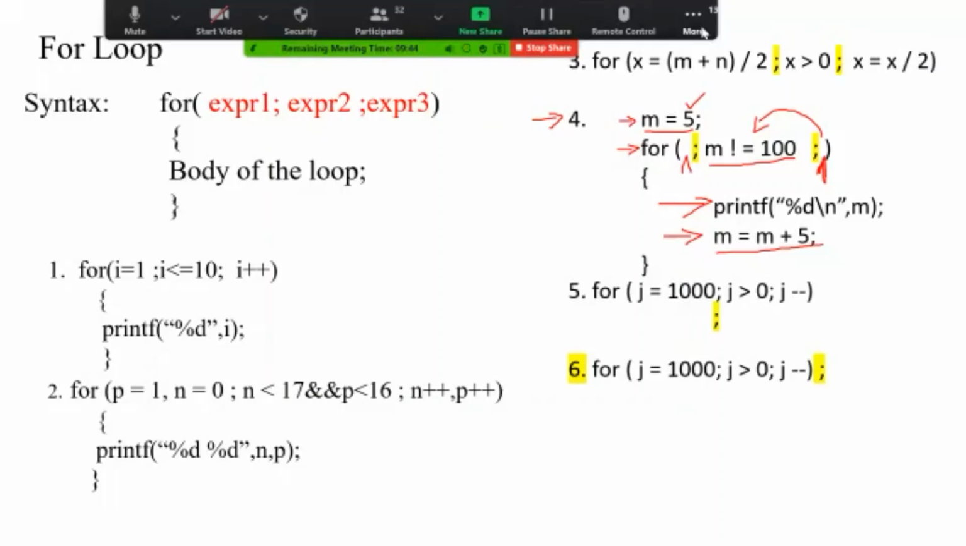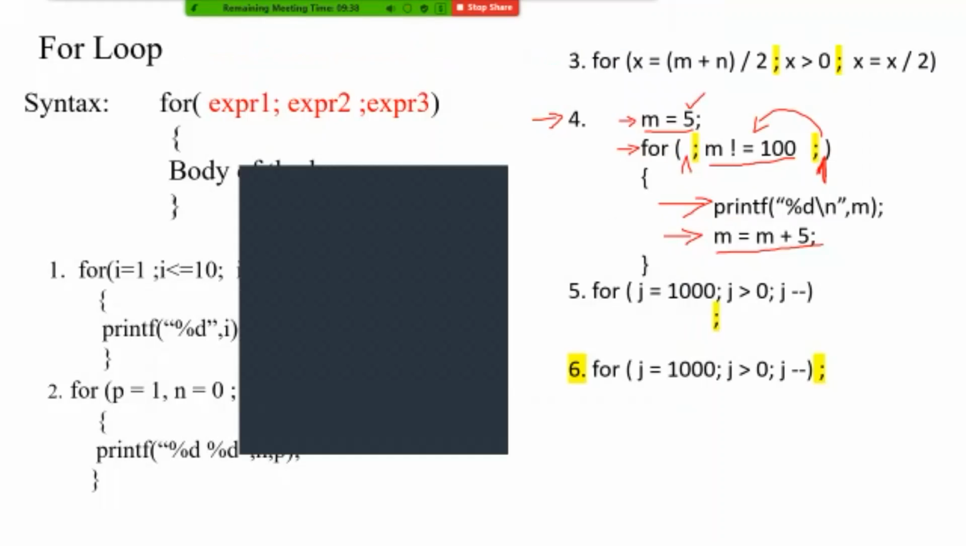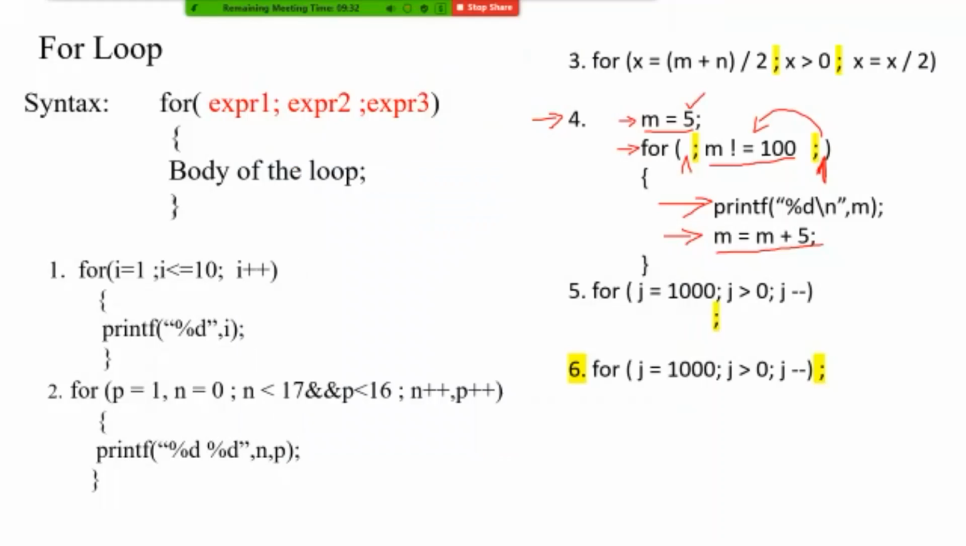The increment is now what? I have given m equal to m plus 5, so it will be 10. Good. All are listening. In the first iteration, m equal to 5. When m equal to m plus 5, the initial value of m was 5, so 5 plus 5 becomes 10. Got it? In the second iteration, m becomes 10.